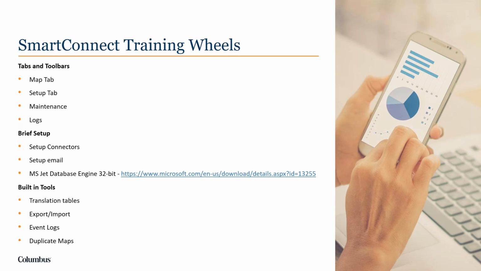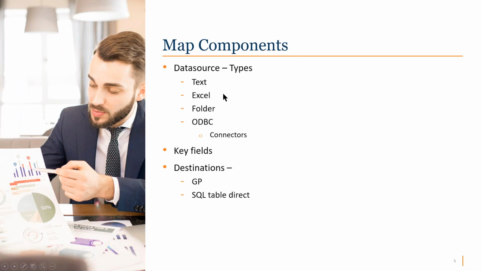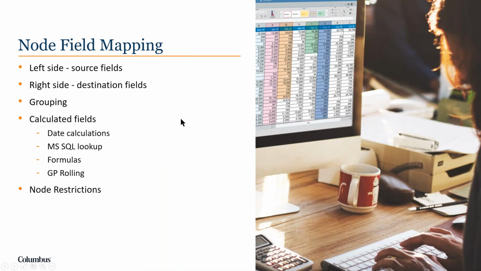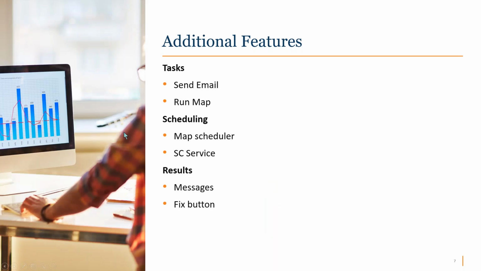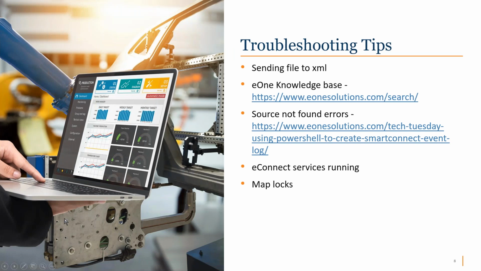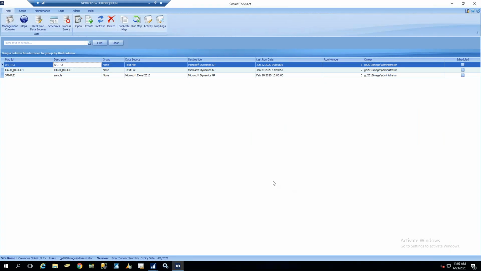So this is my agenda. We are going to take a look at the navigation of SmartConnect, briefly how you set it up, some of the built-in tools that they offer. Next, we'll open a map and we'll talk about the different ways we can look at data and get data. And then the other things we can do with the data, we can send it to GP or other places. We will go into some more detailed, granular information inside the map. And then finally, if we have time, we're going to talk about after-map, post-map processes, and then some troubleshooting tips. And with that, I'm going to switch over to my application.